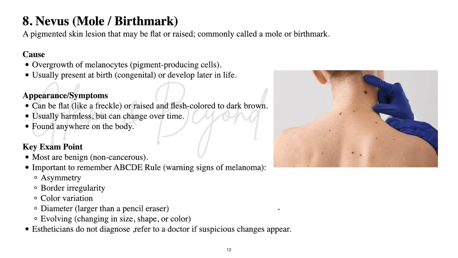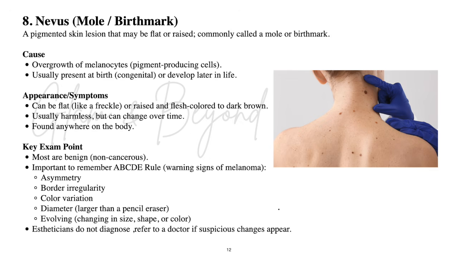Appearance: symptoms can be flat like a freckle or raised and flesh colored or dark brown. Usually harmless but can change over time. Found anywhere on the body. Now, key exam points to remember: most are benign, meaning they're non-cancerous. Important to remember the ABCDE rules, warning signs of melanoma.